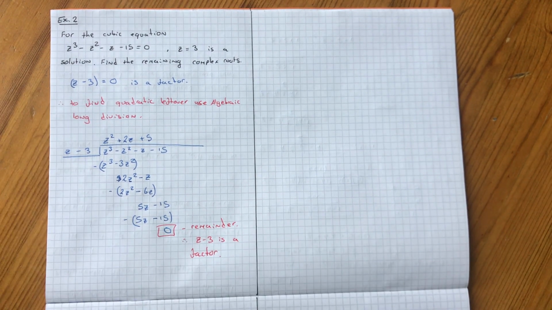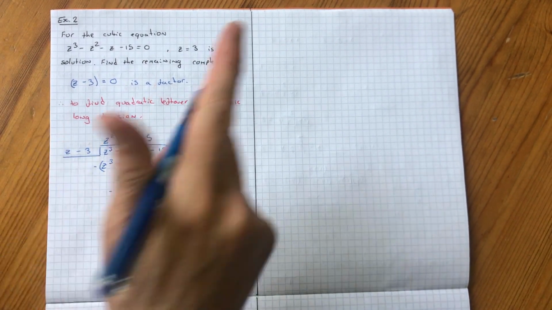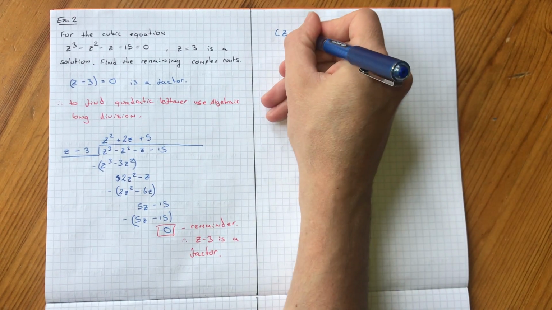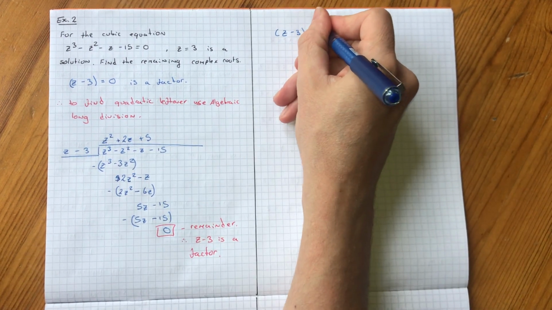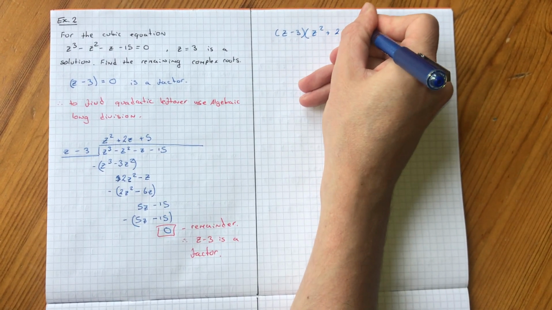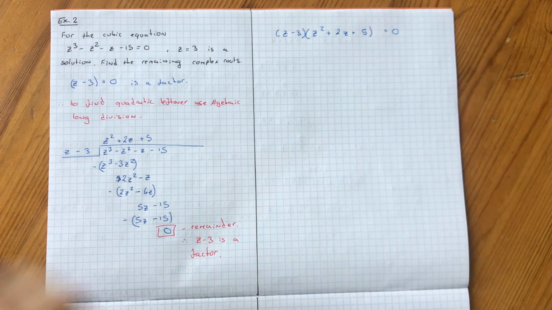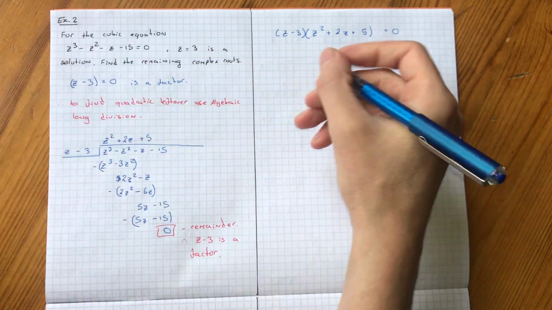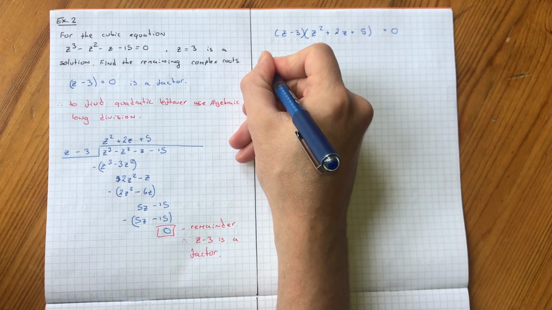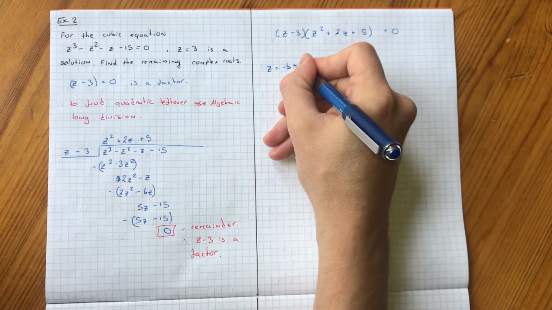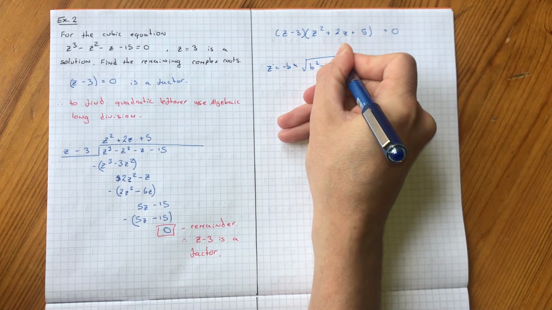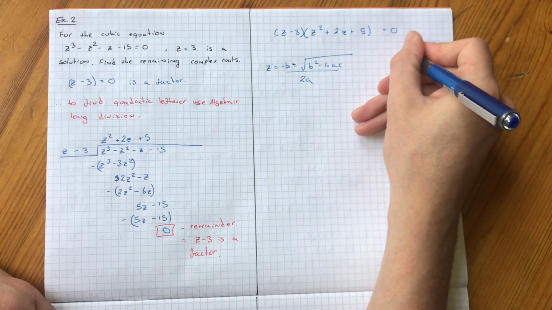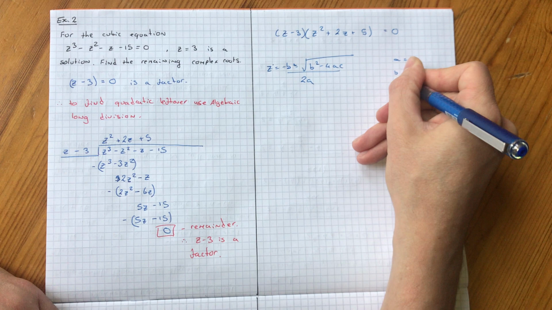Okay. So now we've got no remainder, we've got our solution, so that means that z minus 3 is a factor, and that leaves us with z squared plus 2z plus 5 equals 0. And now that is just an irreducible quadratic, which we can then use our quadratic formula to find the remaining complex roots, where a equals 1, b equals 2, and c equals 5.